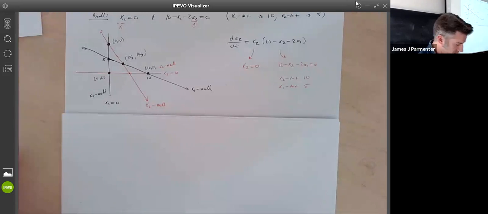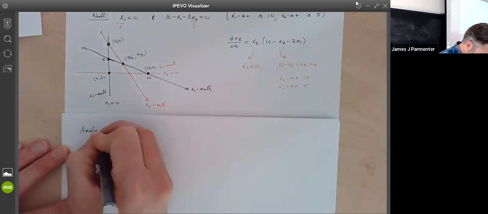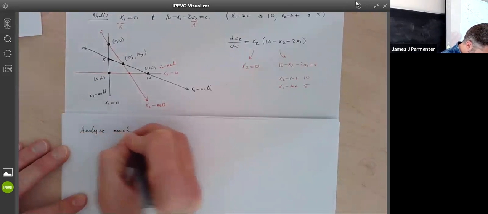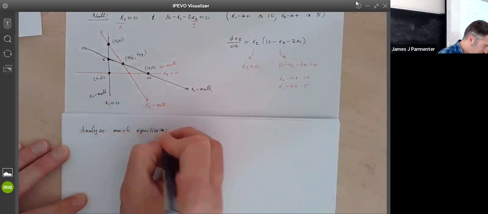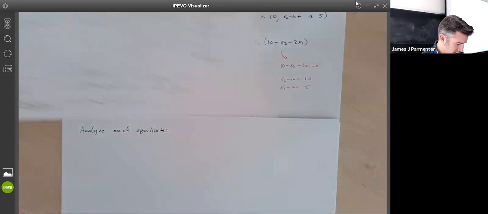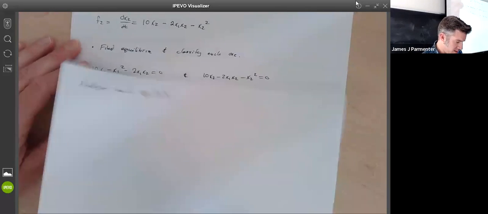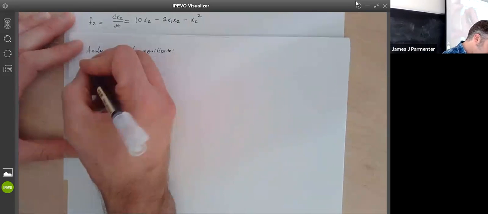So then we're going to analyze each equilibrium. We need to find the Jacobian. So back to our equations, let's find the partial derivatives.